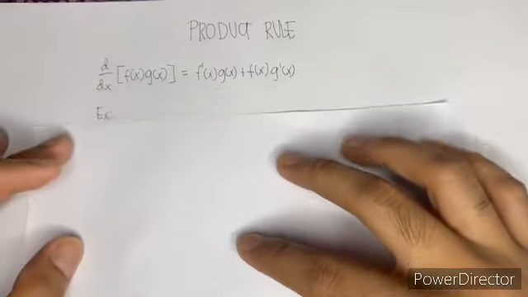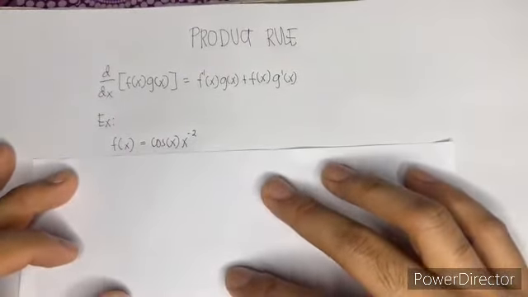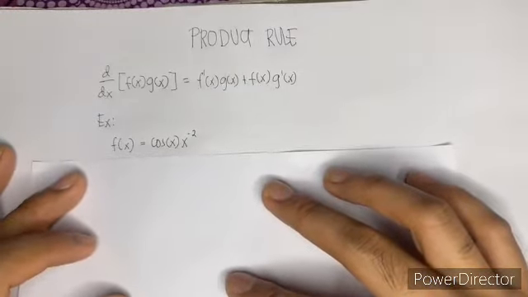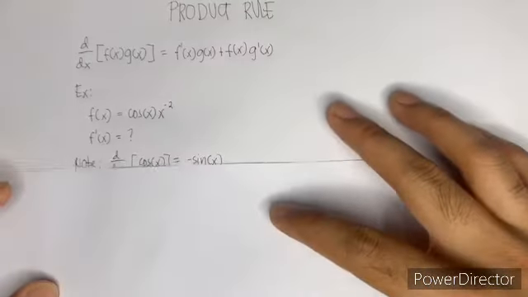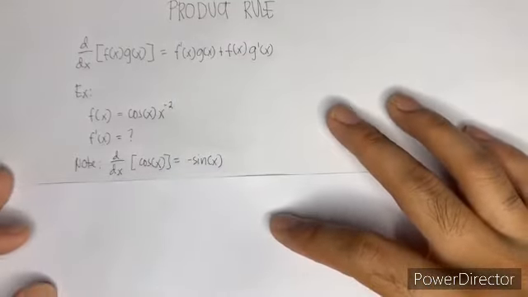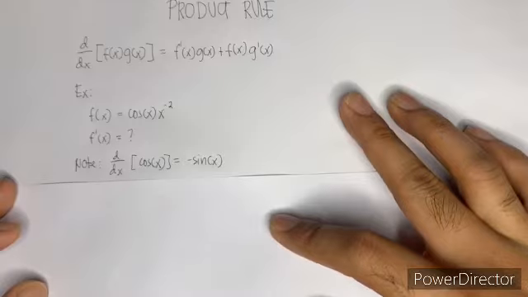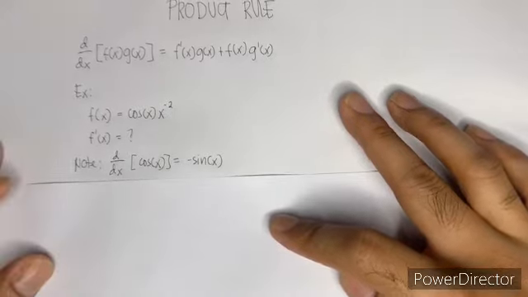So for example, we have f of x is equal to cos x squared. Find the f prime of x. Note that derivative with respect to x, cos x is equal to negative sine x, meaning ang derivative ng cos x is equal to negative sine of x. So yan yung kanyang value.